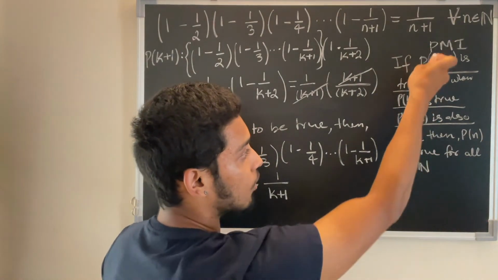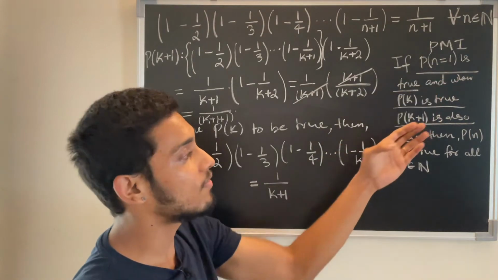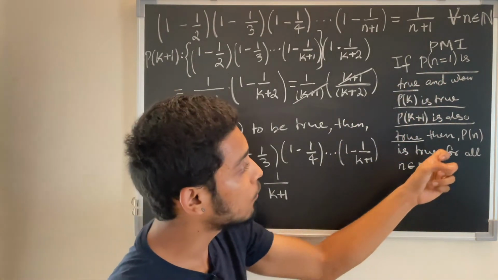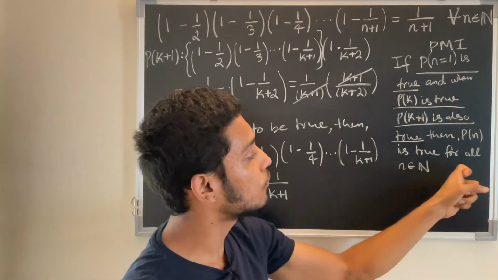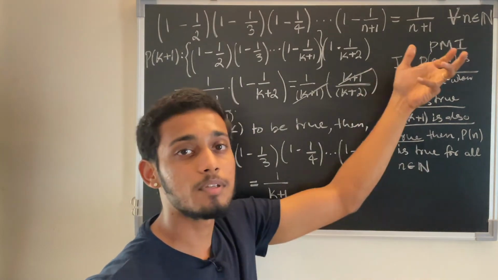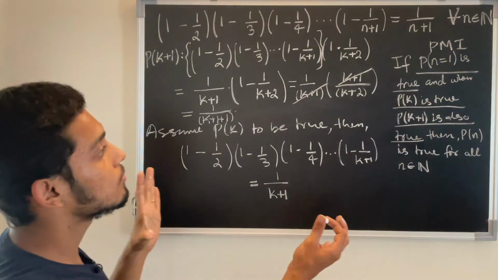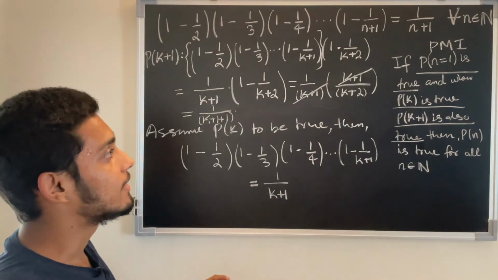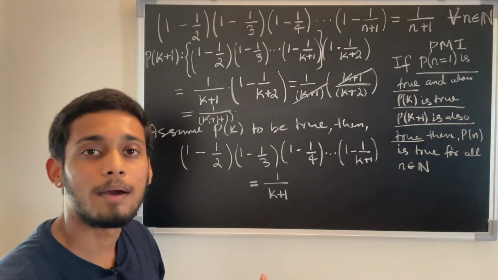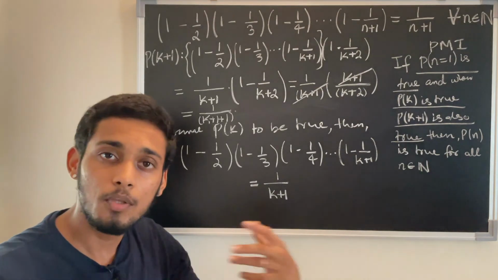Then all the conditions are now met. All whatever I've highlighted are all met. Now we can say that p of n is true for all n belonging to the natural numbers by the principle of mathematical induction. So this is a very simple problem, and just through some simple manipulation, if you know some basic algebra, you can come to this result.